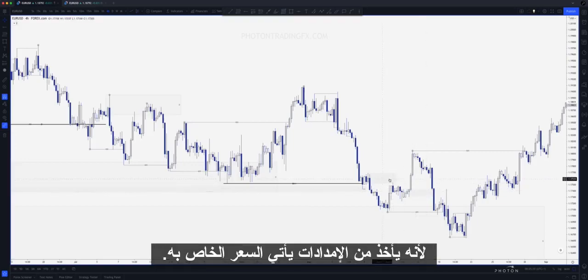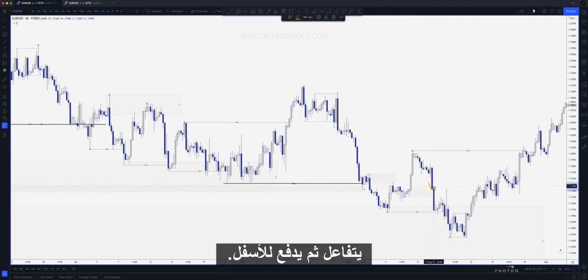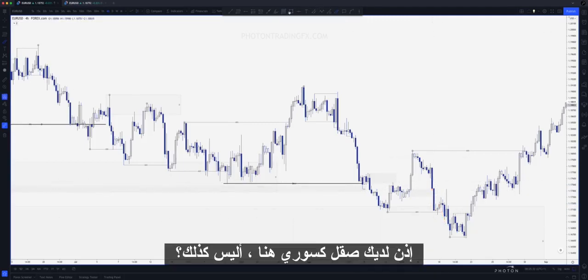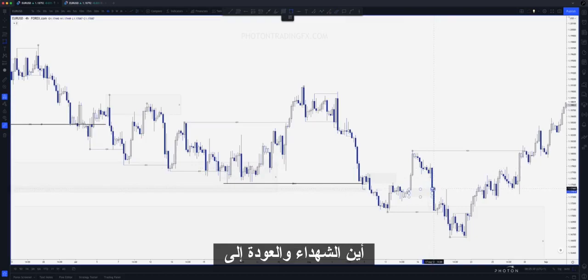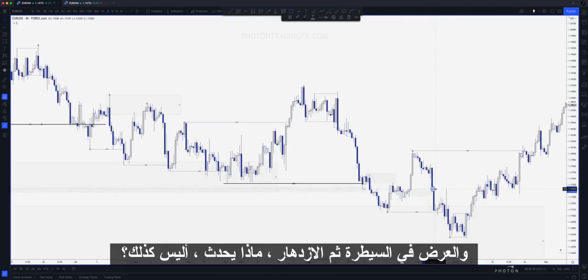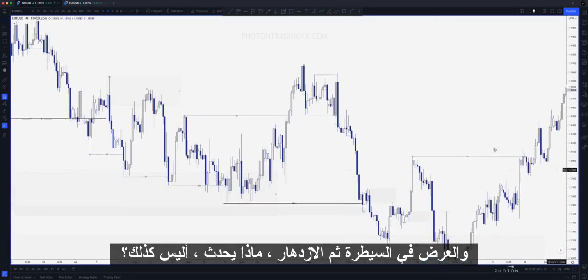So this demand should hold, because it took out the supply zone. Price comes into it, it reacts, and then it pushes down. So then you have a fractal refinement within here, where demand has then flipped back to supply, and supply is in control. And then boom, what happens?